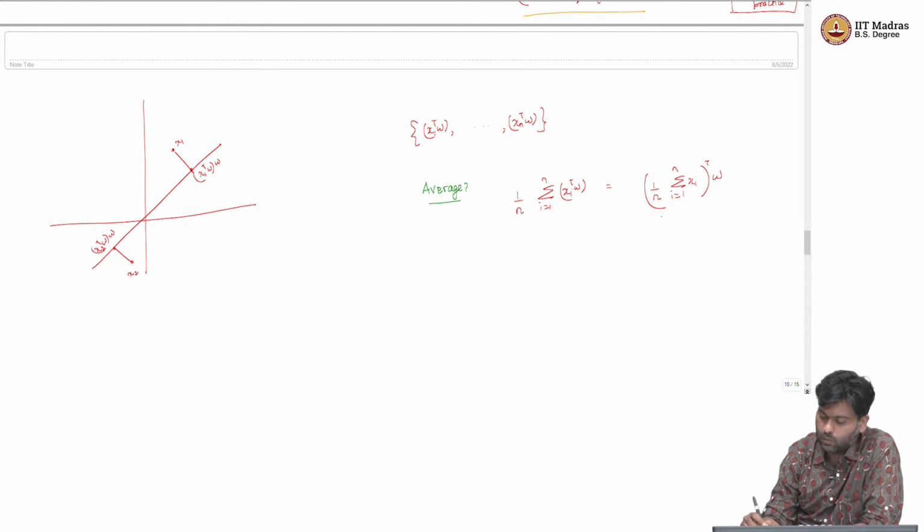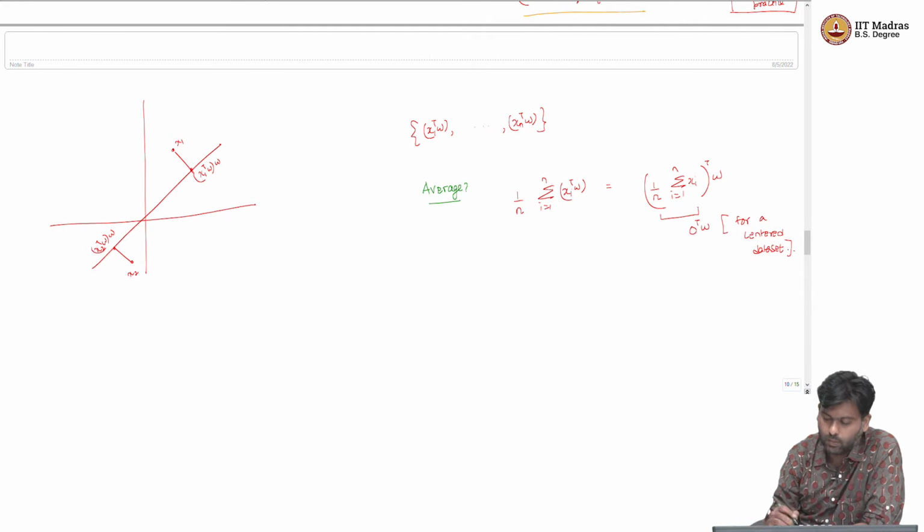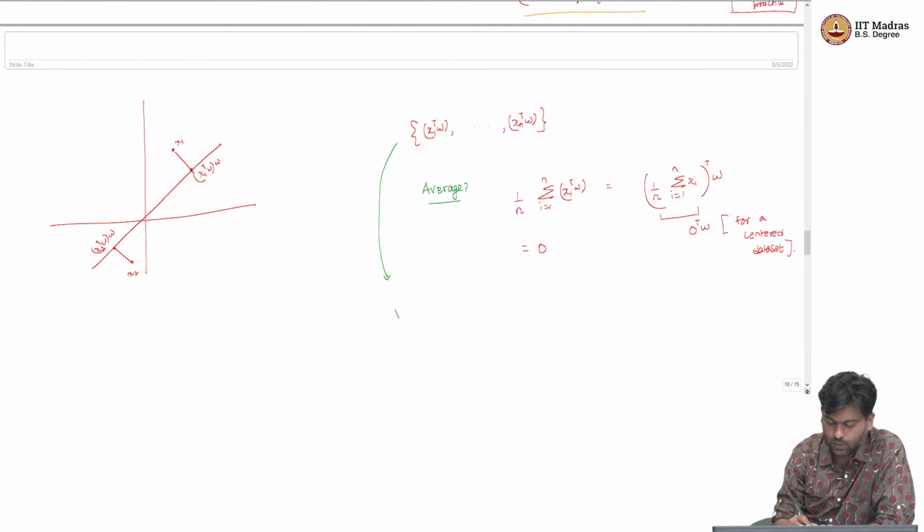Now, for a centered data set, this value is just the mean, but then the mean is 0 for a centered data set, right. So, we are assuming that the data set is centered. Now, what does that mean? That means that the average is actually 0 for a centered data set, right. So, it is a number, it is 0.